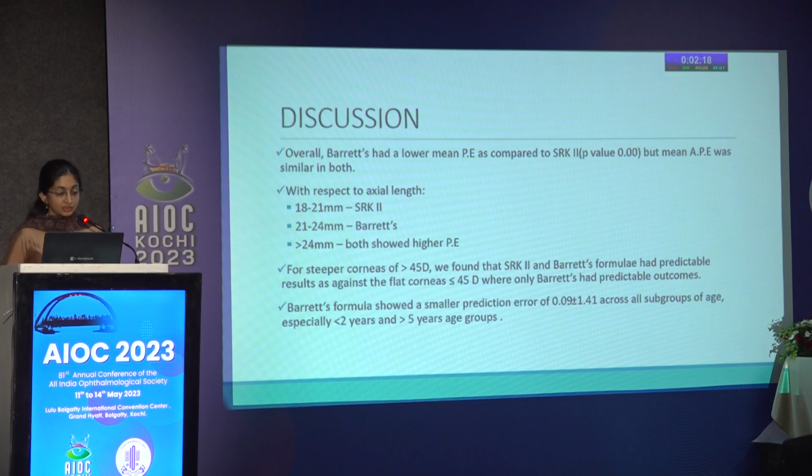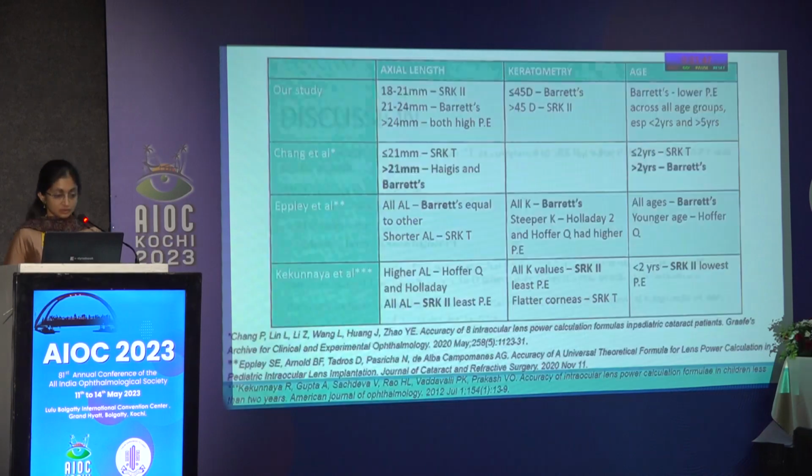So in our study, overall, Barrett's had a lower mean predictive error as compared to SRK2, and this value was statistically significant, but the mean absolute predictive error was similar in both. With respect to axial length, in the 18 to 21 mm, SRK2 performed better. In the 21 to 24 mm, Barrett's performed better, but in the higher axial length group, both had an equal predictive error. For the steeper corneas, SRK2 and Barrett's were comparable, but in the flatter corneas, Barrett's had more predictable outcomes. And Barrett's had a smaller prediction error across all the subgroups of age, especially less than 2 years.